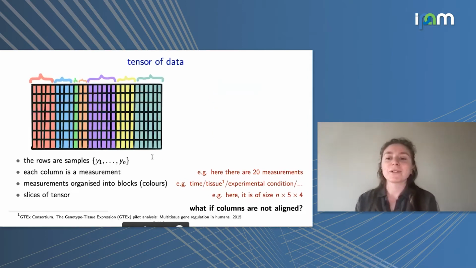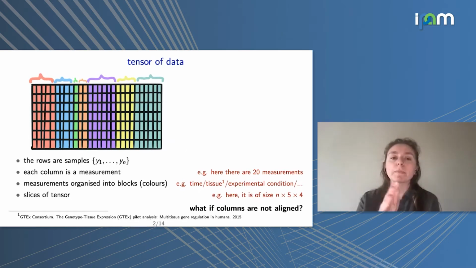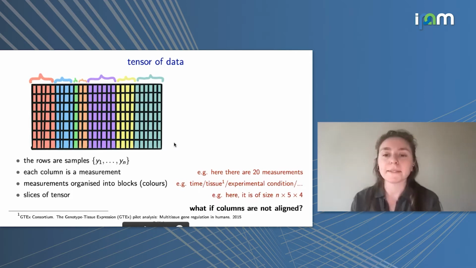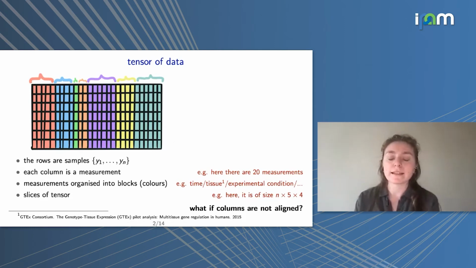So, okay, here's a picture of a different data set where many things are still the same. The rows are still the samples. Each column I want to think of as a measurement. The measurements are still organized into blocks, but we can't really think of these as the slices of a tensor. I mean, we could pad each index and force it to be a tensor, but we don't have this nice alignment along each of the measurements. So it's not necessarily the case that the first measurement here corresponds to the first measurement here, and so on. So what should we do in this case?